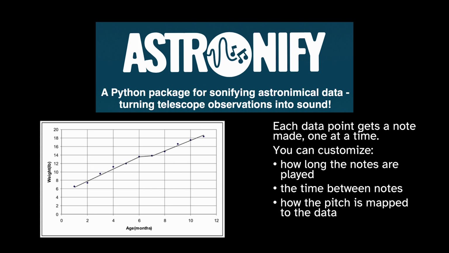But what Astronify does, it takes each of those data points and it represents them as a tone. Each data point gets a note that has parameters like the duration, or how long the note lasts, the time between each note, or the interval, and also how the data value is mapped into pitch, particular frequency, and that kind of stuff. And these are all customizable, but they do have defaults as well. So this is just showing how each one by one data point would get a sound played.